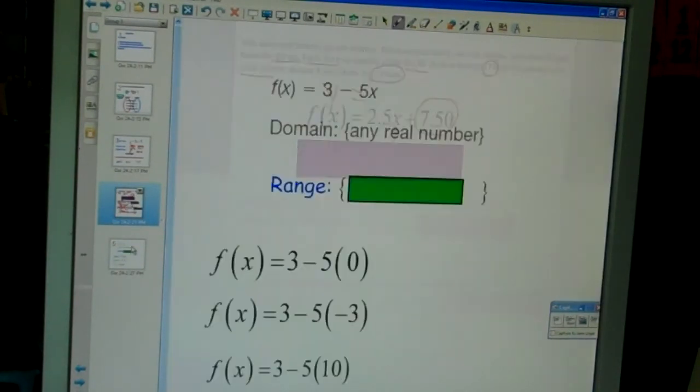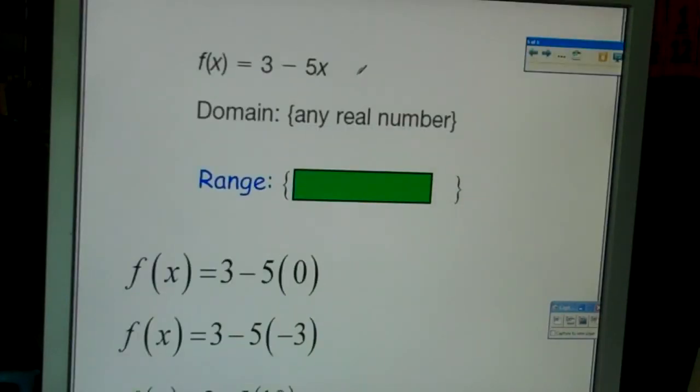All right, final slide. We've already discovered that this is a function of x. So instead of y, we're now writing f of x equals 3 minus 5x. Okay. This is saying domain is any real number. Any real number. Can that be positive? Can that be negative? Can it be a decimal? All of those are true. Okay? So any real number.